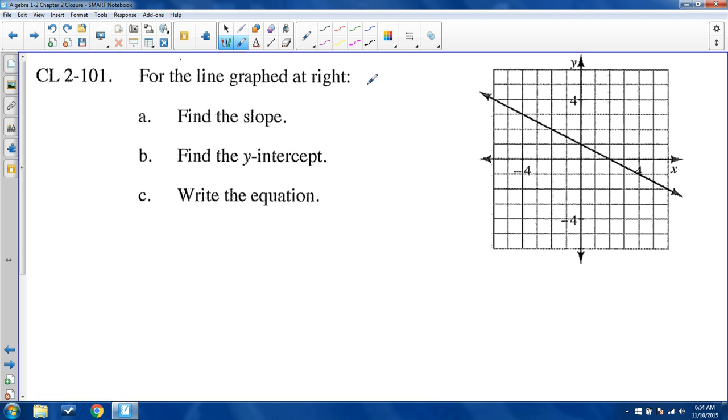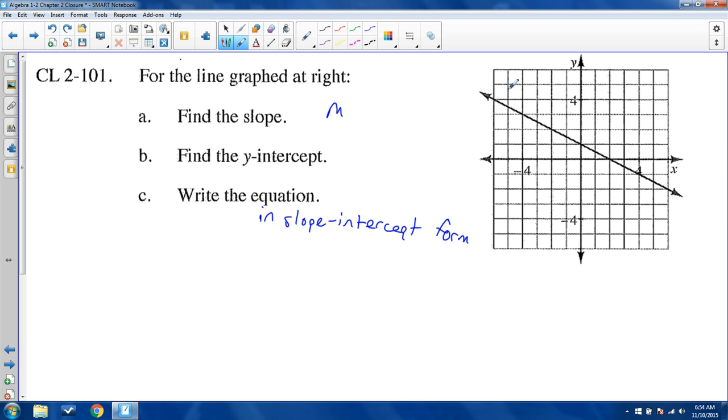For the line graphed at the right, let's find the slope, find the y-intercept, and write the equation. The equation, meaning in slope-intercept form, means if we find the slope and y-intercept, we would be good to go. So let's find those two values, then we'll be able to write it. All right, find the slope. That is using the letter m. We'll be seeing that in future problems, I think in the next problem actually.